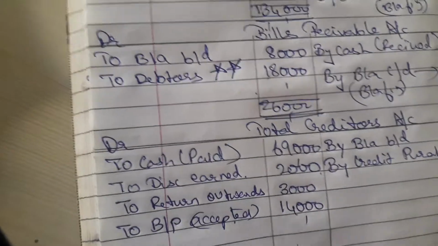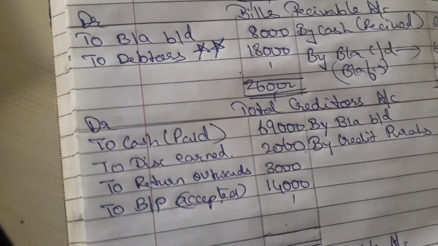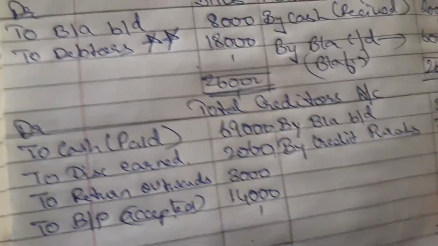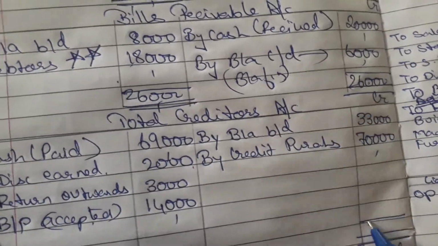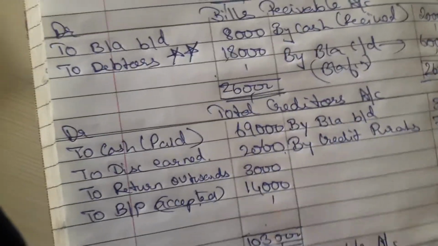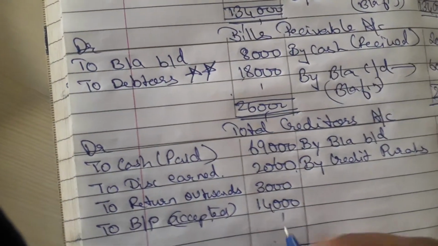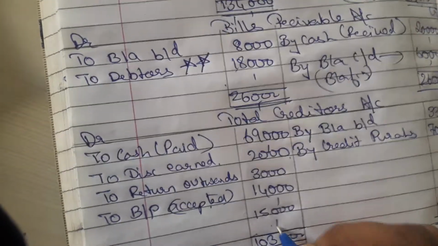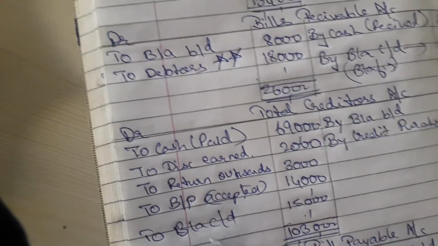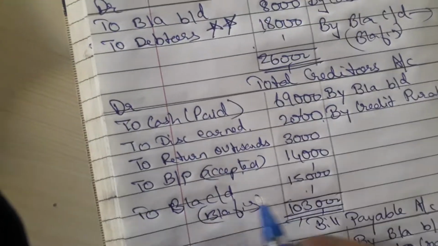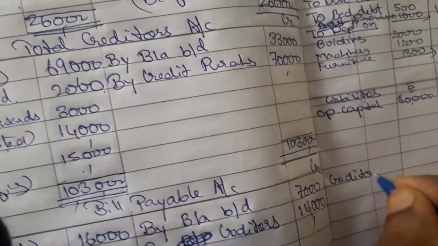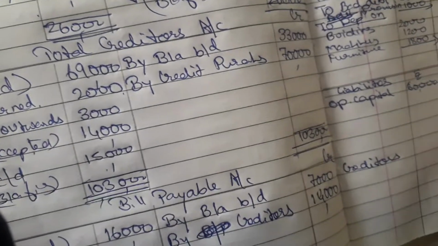Now, the creditors account we will close. For the creditors account, we have to check which is the highest. This is the highest one, 1,03,000, and 1,03,000 minus these all will fetch me something 15,000. So 15,000 we call it to balance carried down, the balancing figure. This balancing figure will go where? To the liabilities, calling it to creditors, that is 15,000.